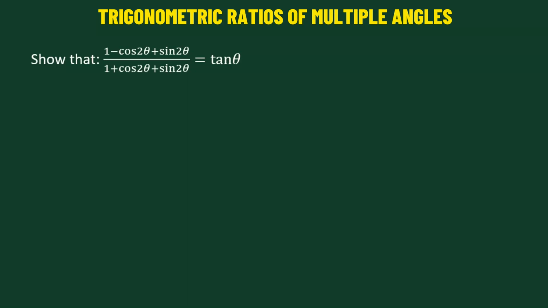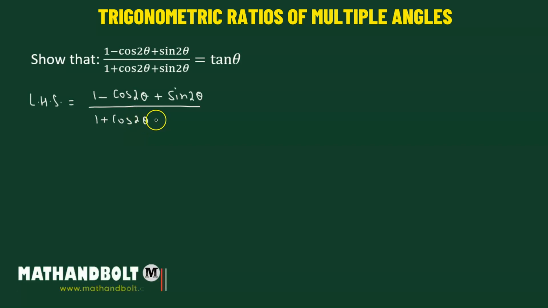So here we need to prove the following. We'll start the problem from the left hand side. Here we have in the numerator 1 minus cosine 2 theta added to sine 2 theta, and divided by 1 plus cosine 2 theta added to sine 2 theta.